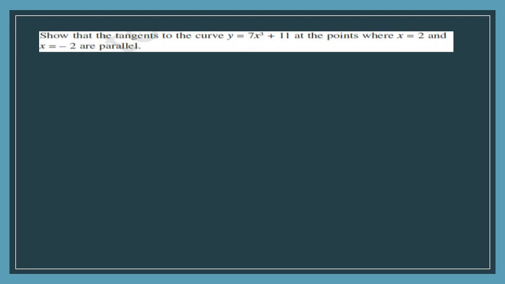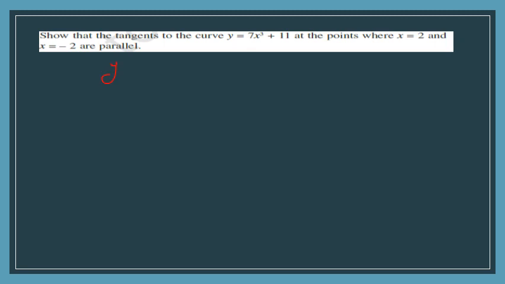So we will continue tangents and normals. What is the question? Show that tangents to the curve y is equal to 7x cube plus 11 at the points where x is equal to 2 and x is equal to minus 2 are parallel. So show that tangents to the curve.